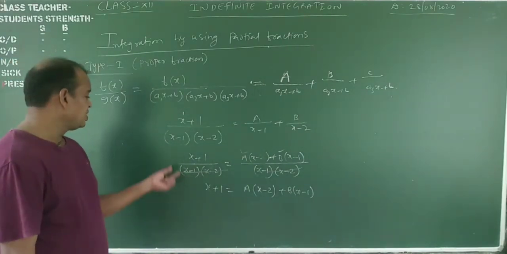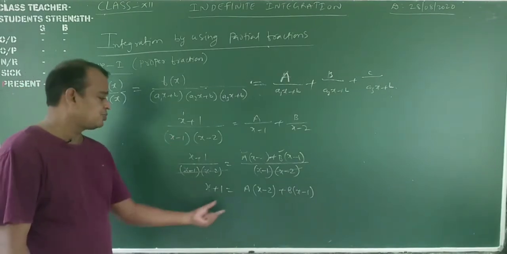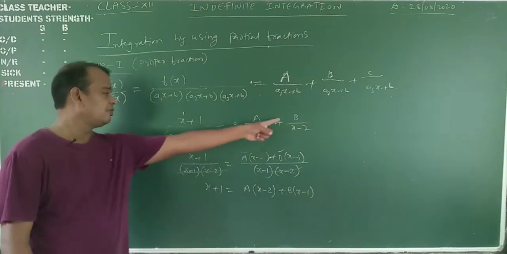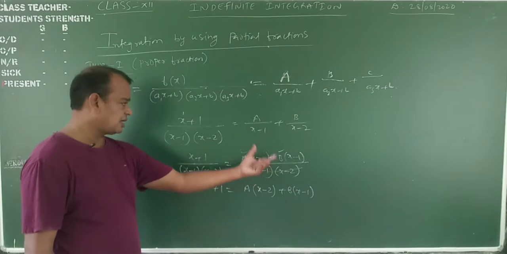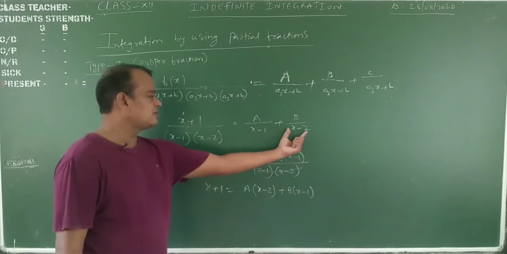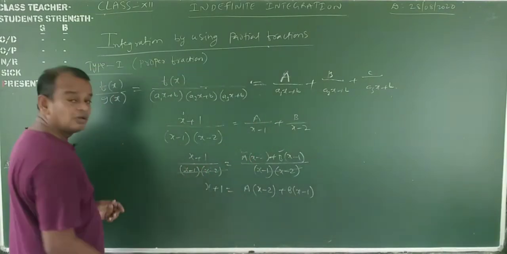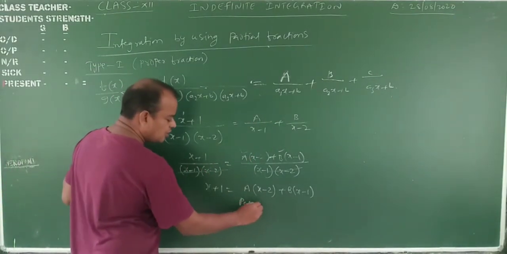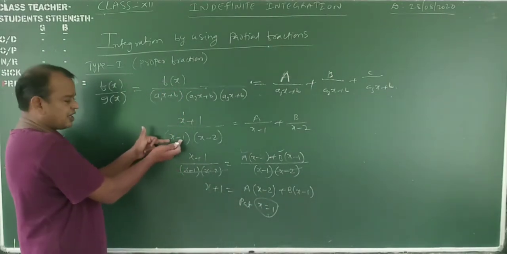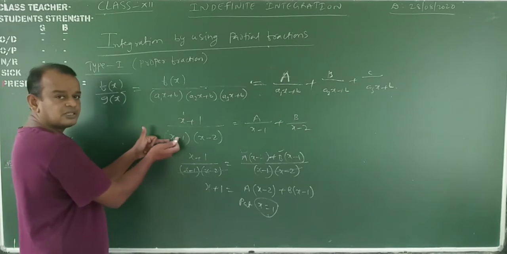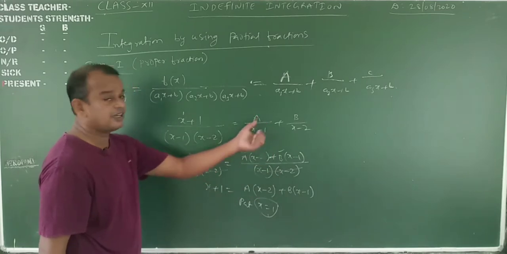How to find it? Here the linear factor is x - 1. When will it be 0? At x = 1. Substituting x = 1, we get the value of A. x = 2, we will get the value of B. The first linear factor is x - 1, so put x = 1 here. x - 2 equal to 0, x = 2 here. From this equation we will find the values.